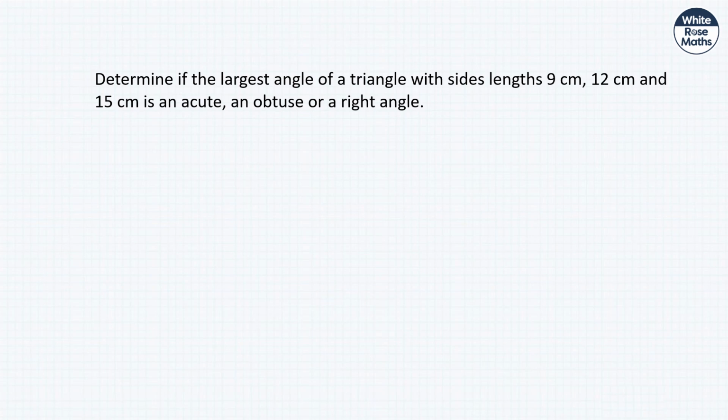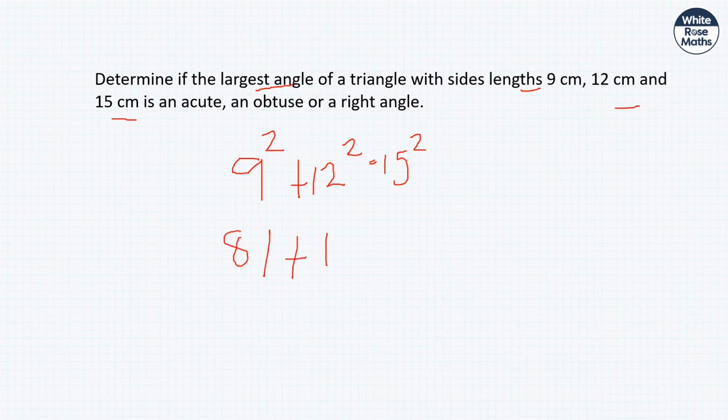Okay, so this one here is quite similar. The largest angle, the biggest angle, so 9, 12, and 15. I can't even write, guys, tonight, I apologise. So 9 squared plus 12 squared, does that equal 15 squared? I think it does, guys. So that's going to be 81 plus 144. Does that equal 225? Well, yes, it does.